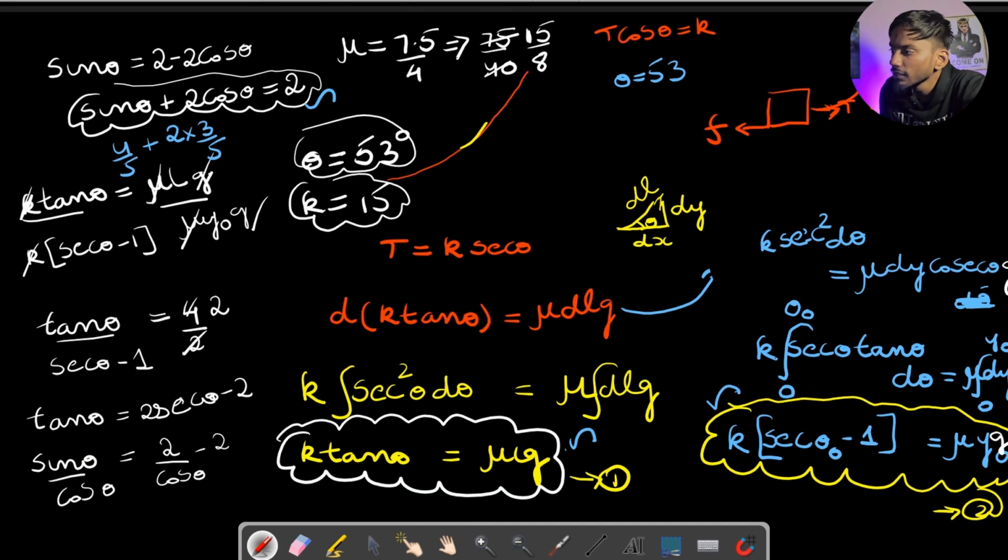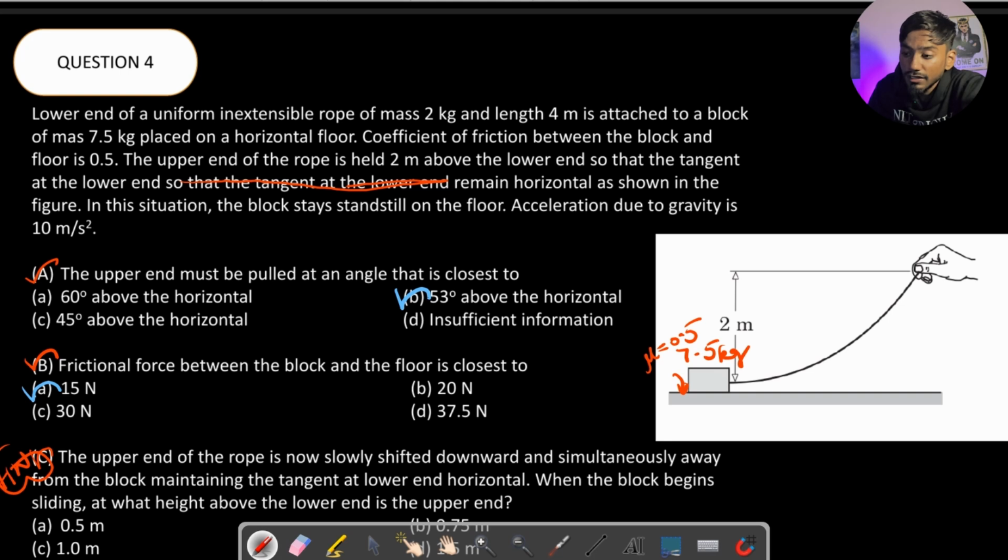As I already said, the value of friction force in the initial condition will become K. Now see, there is a change. The upper end of the rope is now slowly shifted downwards and simultaneously away from the block, maintaining the tangent at the lower end horizontal. When the block begins sliding, at what height above the lower end is the upper end? They're asking you to find y naught, and they have given you the various conditions. So try this and then send me the solutions in the Telegram channel. If you are unable to do that, again I'll post the written solution in the Telegram channel.